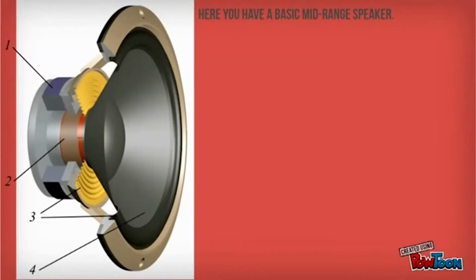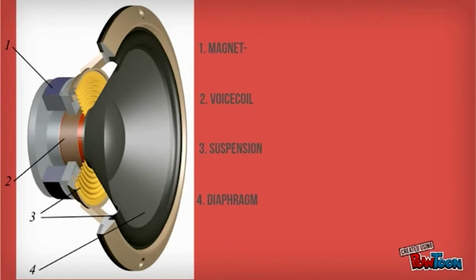Here you have a basic mid-range speaker. It's composed of a magnet, voice coil, suspension, and diaphragm. Now I will break down the 4 parts and tell you how they work within a speaker.